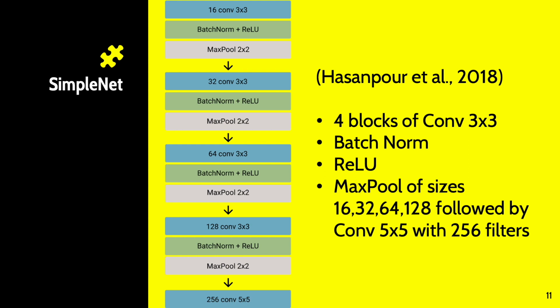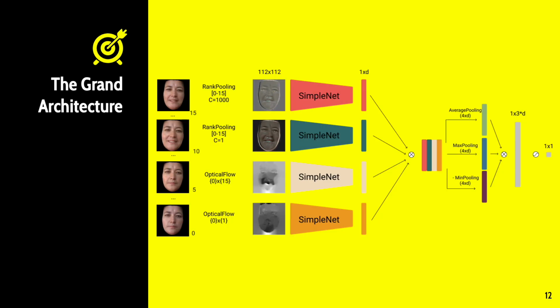Last but not least, the researchers also use SimpleNet, which is a combination of convolution filters, batch normalization, rectified linear units, and max pooling to build their model. Here is the grand architecture that the researchers end up using. On the left are the artificial modalities, in the middle is the SimpleNet that we briefly mentioned, and there are more pooling layers until the final classification goal is reached.